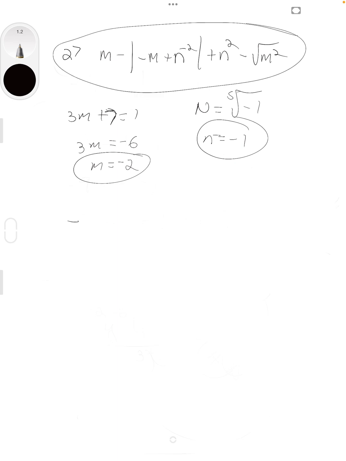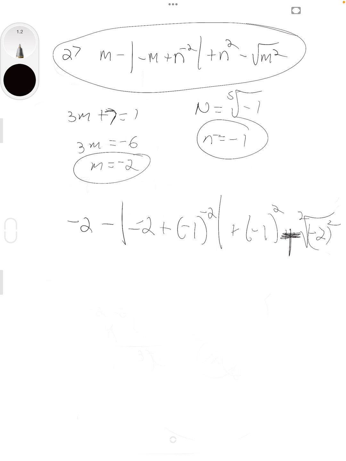Well, m is negative 2, minus the absolute value of negative 2, plus n, which is negative 1 to the negative 2 power, plus n, which is just negative 1 squared, minus the square root of m, which is negative 2 squared.